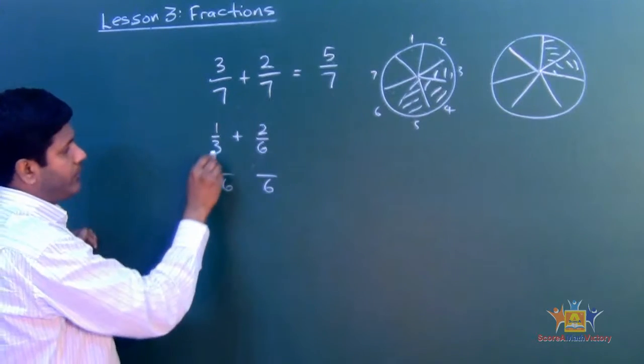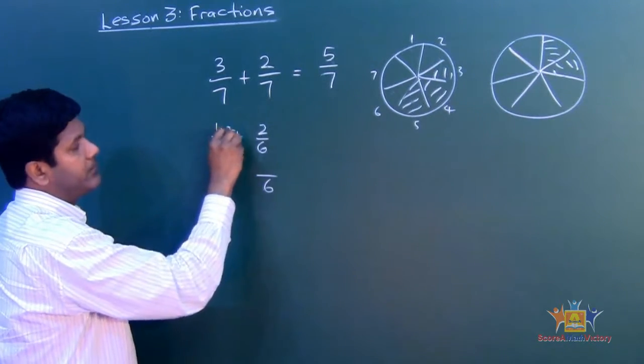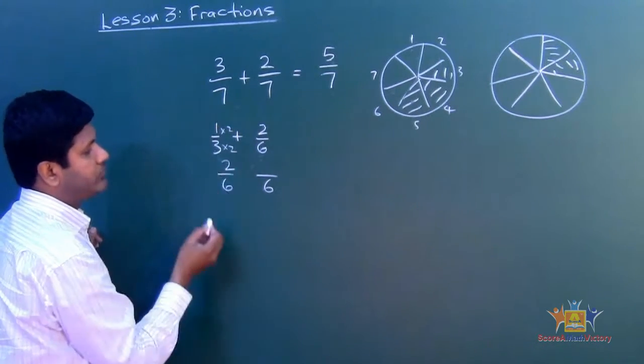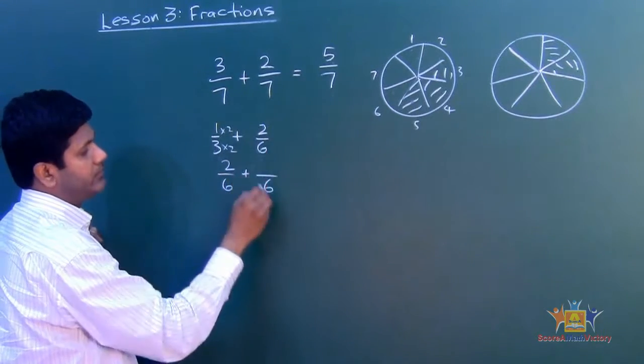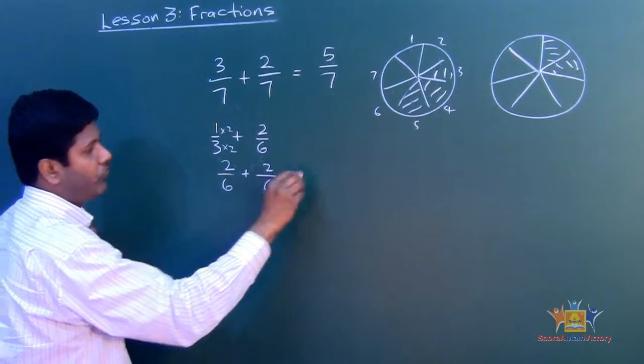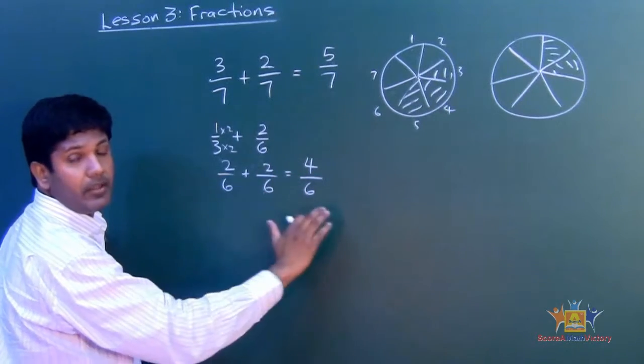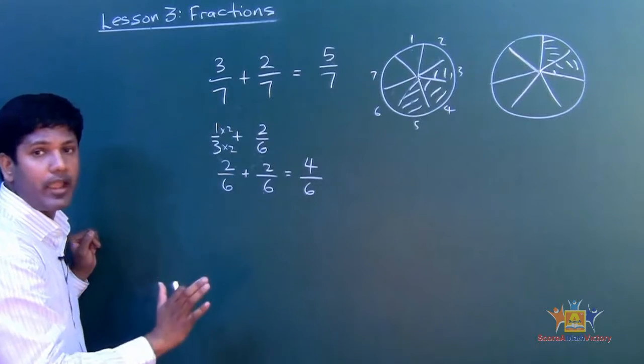Alright? How do I get from 3 to 6? I multiply this by 2. That means I'm going to multiply this also by 2. So that becomes 2 over 6 plus, since I bring the 6, I just bring the 2 here. So 2 plus 2 is 4 over 6. You just carry the denominator. You do not do anything with it. You do not add. Okay?